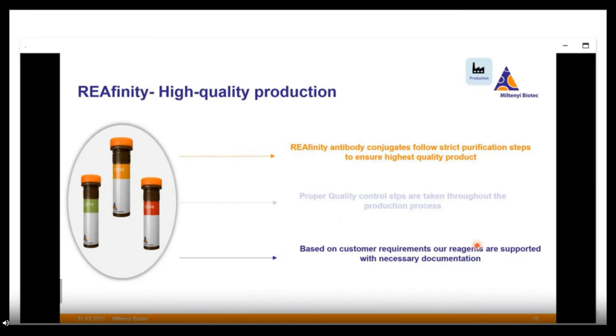Now, in the next part, I would like to briefly touch on the high quality production of our final antibody product. Our production procedure follows strict steps to ensure highest quality, and throughout the process, the quality is thoroughly monitored. And the relevant information we also provide to customers for specific regulated research, which is very important.